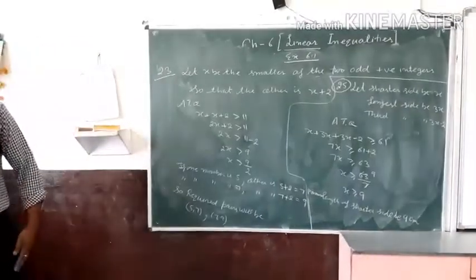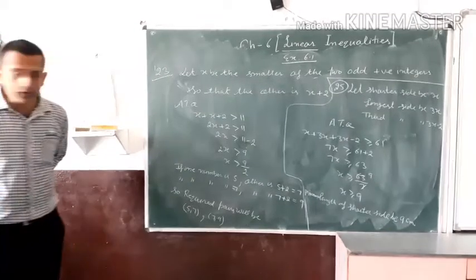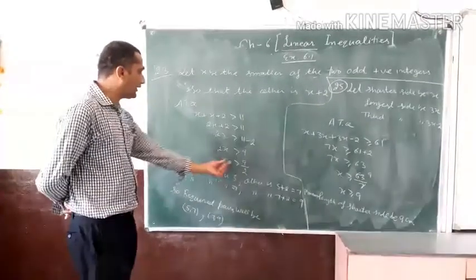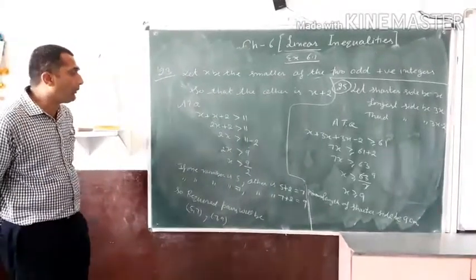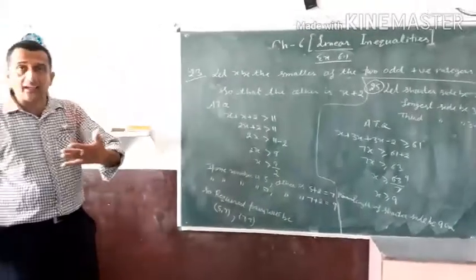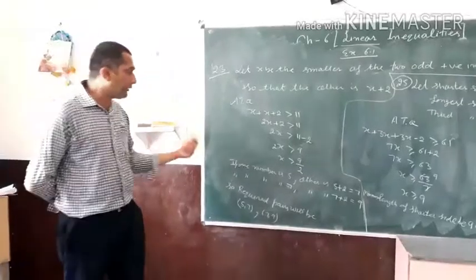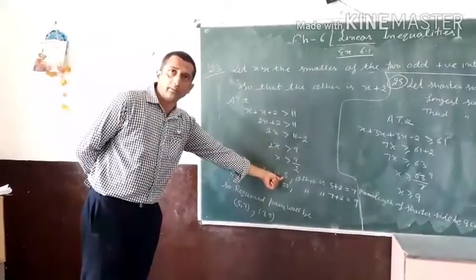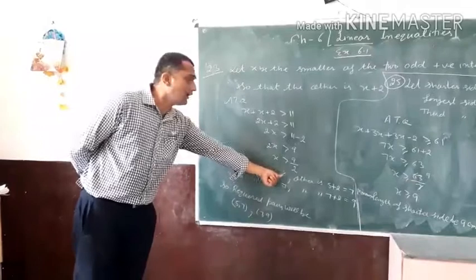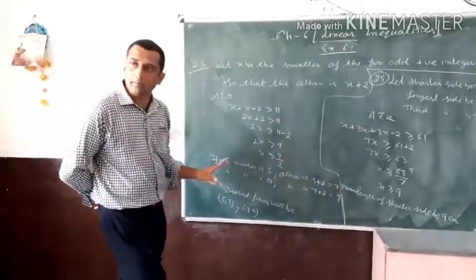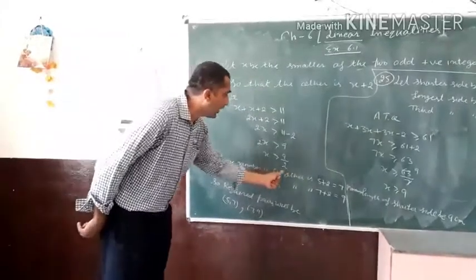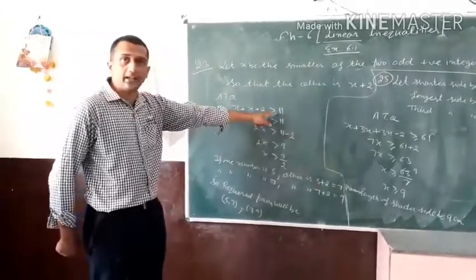So x is greater than 9 over 2, a positive integer. You know that greater than 9 over 2 means greater than 4.5, so the odd number greater than 4.5 will be first 5. So if one number is 5, the other is 5 plus 2, which will be 7, and the sum of these two, 5 plus 7, is greater than 11.